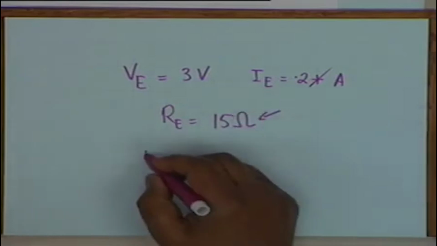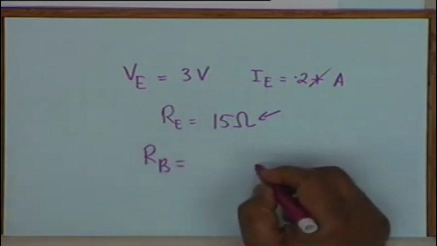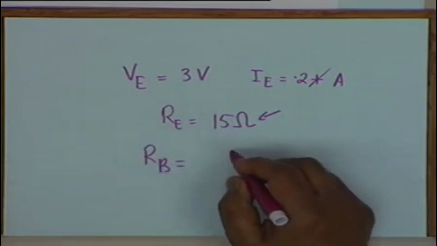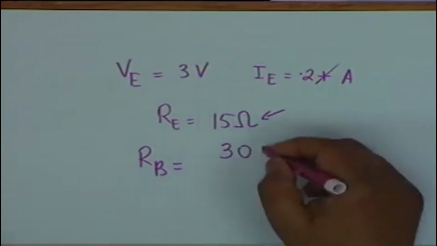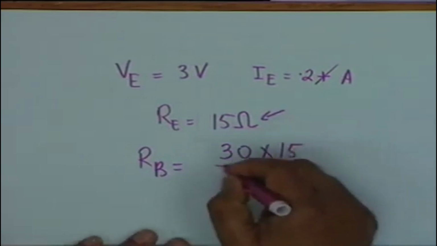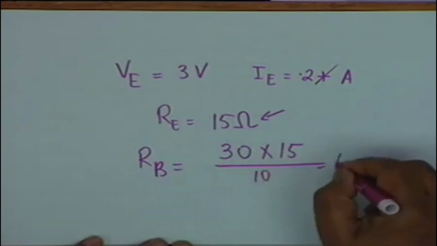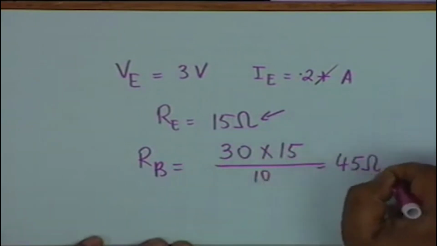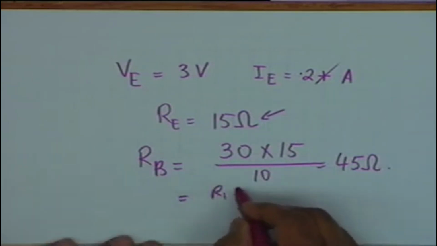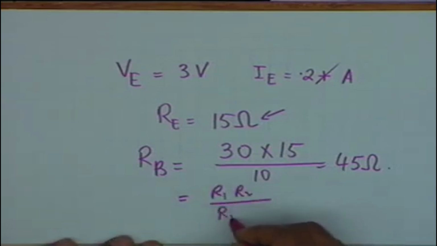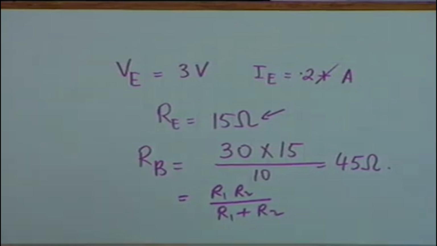If RE comes at 15 ohms, then what is RB? RB shall be beta minimum. Beta minimum was specified as 30, times RE, that is 15, divided by 10, which is 45 ohms. Alright. So this is equal to R1 R2 divided by R1 plus R2. This is one of the equations.